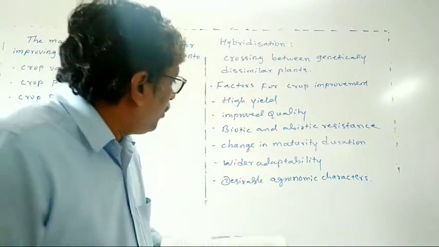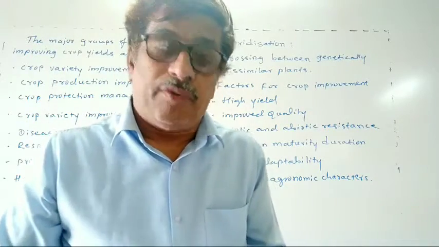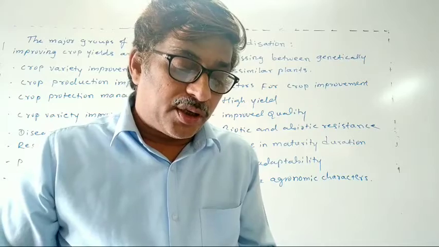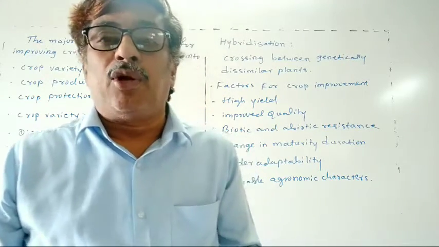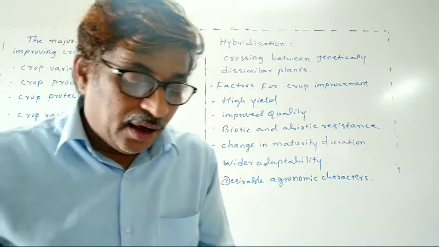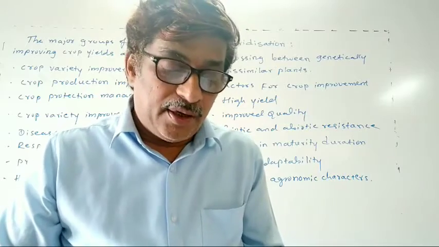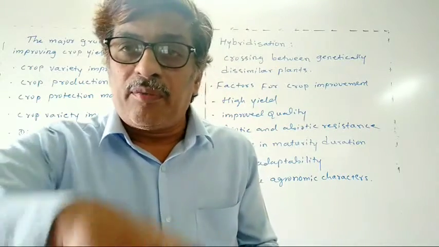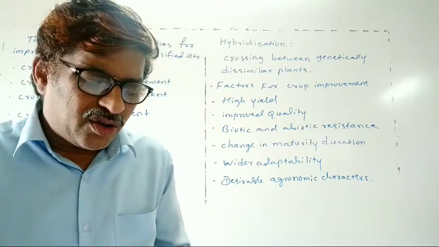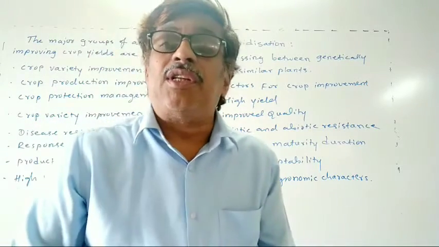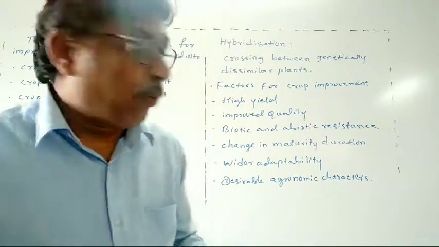Another one is biotic and abiotic resistance. Biotic means living and abiotic means non-living. Crop production can go down due to biotic factors. Biotic means disease, insects, nematodes. And abiotic conditions are drought, salinity, water logging, heat and cold. So resistance power to these stresses can improve the crop production.